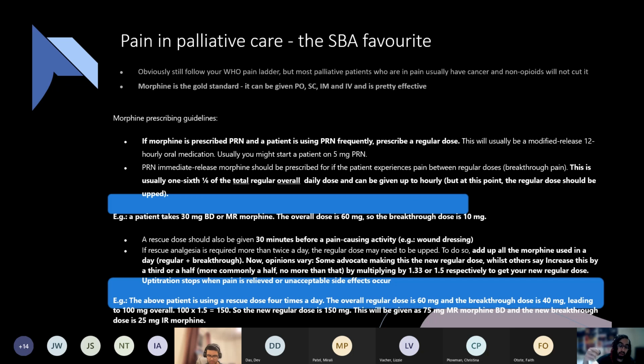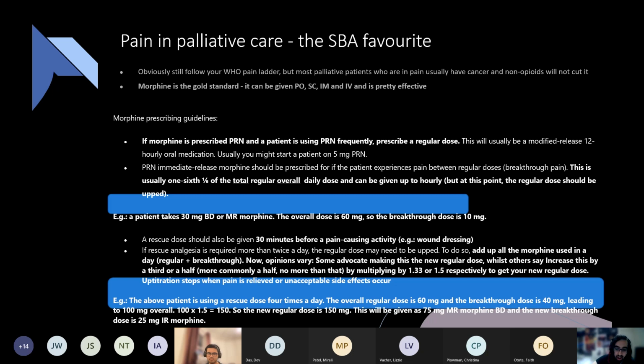Some people will say up it by a third. So the patient is now on 133 milligrams of morphine. Some people will say up it by a half. So the patient is now on 150. Learn one, stick with it. I think the safest one is the total dose with the PRNs is the new dose, because that obviously minimizes the risk of opioid toxicity. You will see some people do it differently, local guidelines, practitioner preference.